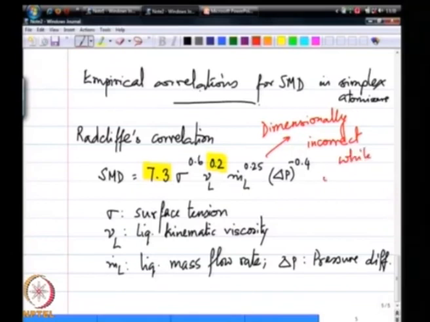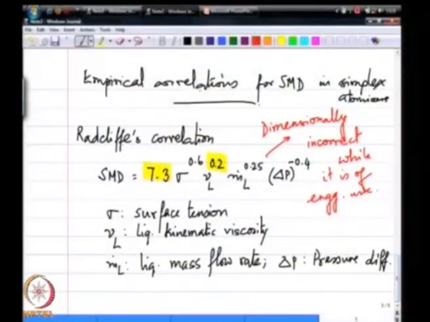While it is of engineering use, meaning I can convey information to a fellow engineer through an equation like this, I will have to give the fellow engineer a lot of other information about what unit system should be employed for sigma, for nu L, for m dot L, etc. Otherwise, the number 7.3 would be different; it would depend on the choice of the unit system.